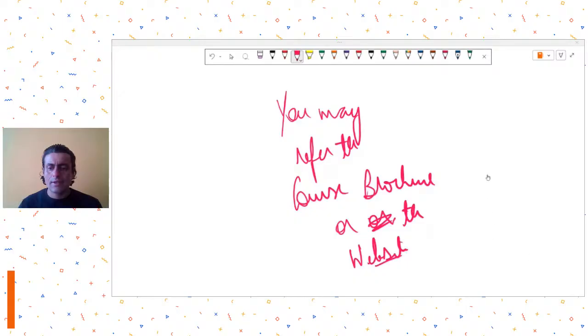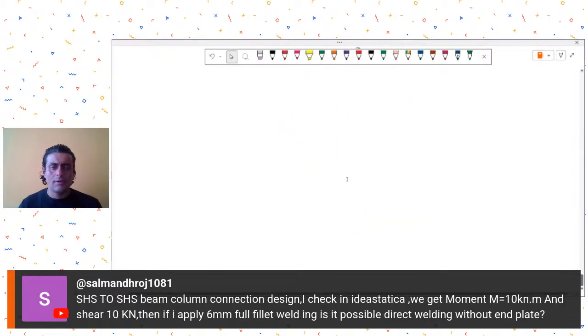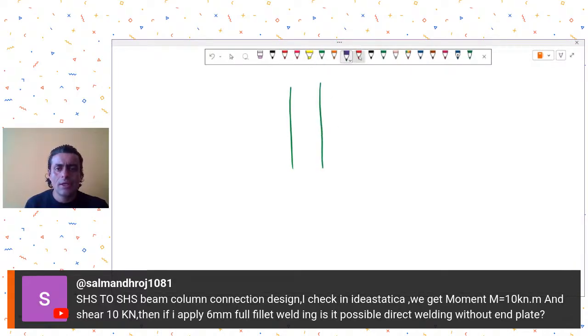Then Engineer Salman is asking, SHS to SHS beam column connection design. I check in Idea Statica. We get moment 10 kilonewton meter and shear. If I apply 6 full fillet weld, is it possible? You may try to go for a this thing. CJP welding is better rather than fillet welding.